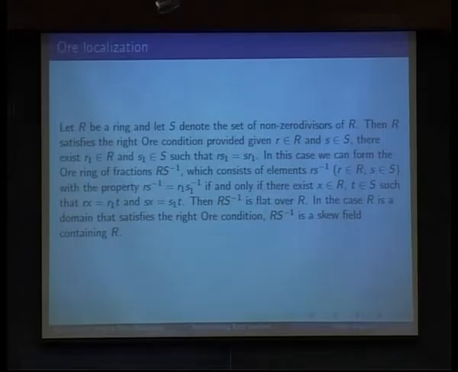which is a generalization of the classical commutative case. The elements are r s^-1, and you have the property r s^-1 equals r1 s1^-1 if and only if there exist x in R and t in S such that r x equals r1 t and s x equals s1 t. I'd say this is just a straightforward but quite complicated generalization of the commutative case.